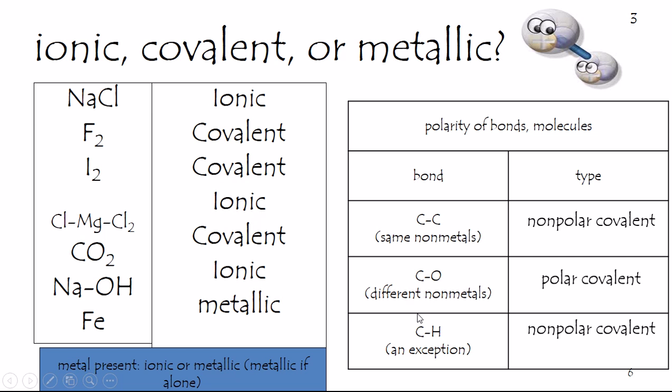An exception is the carbon to hydrogen bond. They wouldn't want to call a hydrocarbon a polar covalent substance, and yet most of the bonds are carbon to hydrogen bonds, and they're very close in polarity, so we give that an exception. That is a nonpolar covalent bond. Here's an overview of ionic, covalent, metallic, nonpolar covalent, and polar covalent bonds.